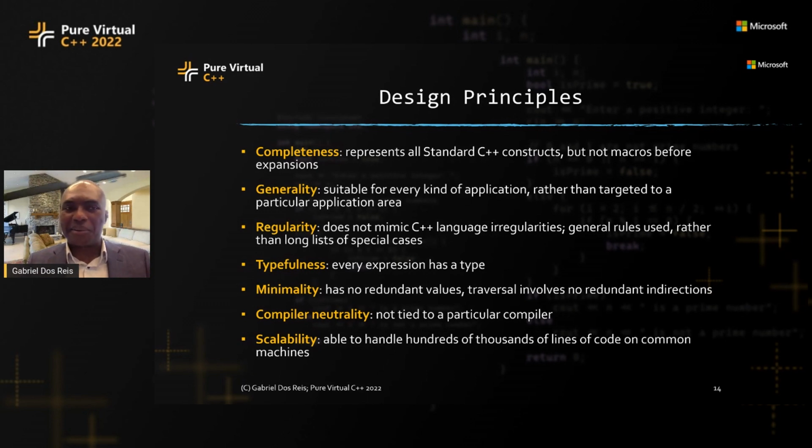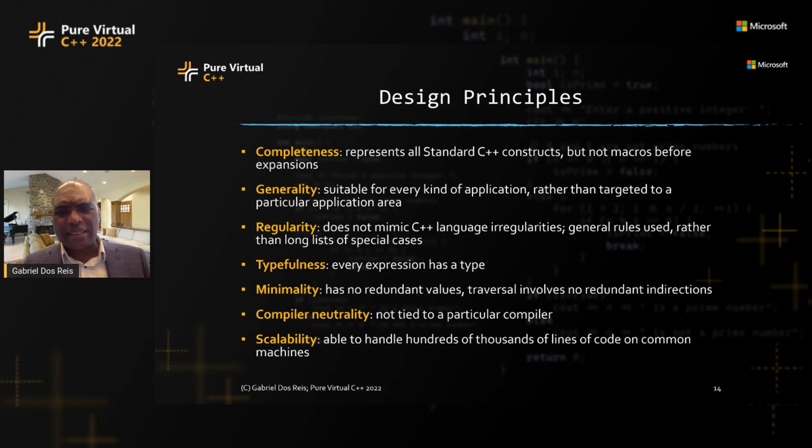And like I said earlier, compiler neutrality is really important, because we want these representations across our platform, across all compilers. And of course, we want to be able to scale this. Like, I'm traveling and have only my laptop. I should be able to handle hundreds of thousands of lines of code on my laptop during a long flight. So it must be very efficient.